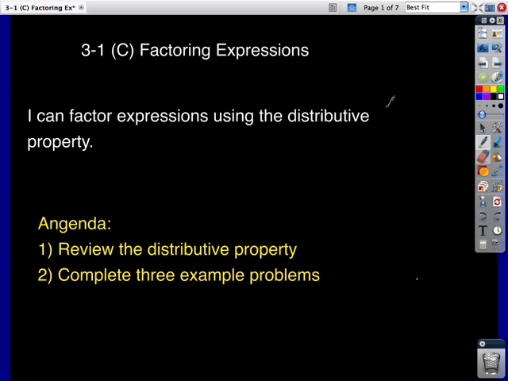This is 3-1C, factoring expressions. This is the last video for 3-1. Your I can statement is: I can factor expressions using the distributive property. Notice this property keeps coming up, so if you haven't quite understood it yet, now is the time to understand it. And obviously I made a typo here on agenda. Let's get rid of that N, my bad. The agenda for today is to review the distributive property and then complete 3 example problems. Here we go.